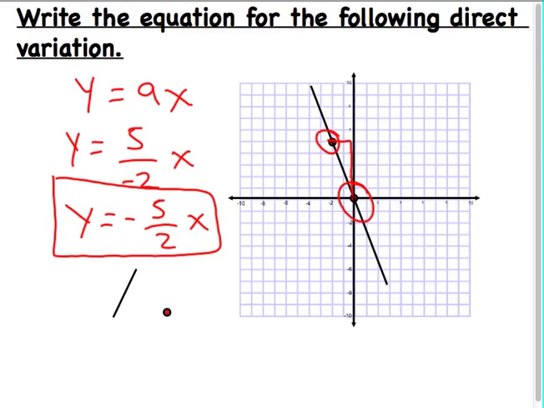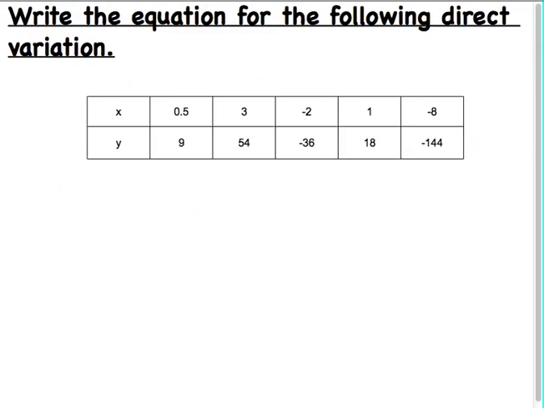All right, almost finished. Write the equation for the following direct variation. I think maybe they could do this at home. What do you think? Well, let's just try one. This has no 0, so it doesn't give us the y-intercept when x is 0. So what's another way I could look at it to try to find the constant of variation? Well, I guess you see if you constantly get the same variation. So what's 9 divided by 0.5?